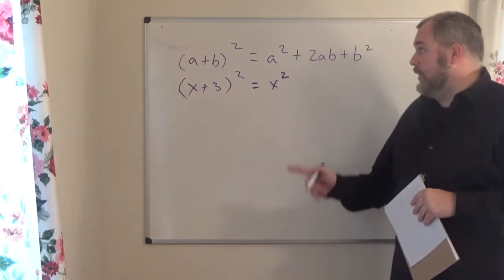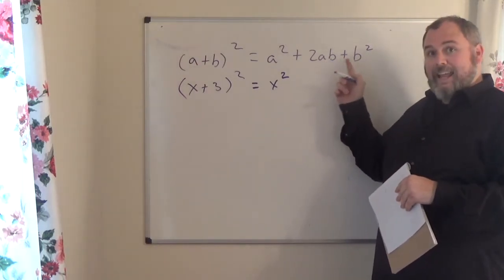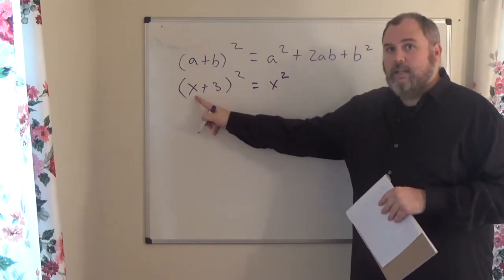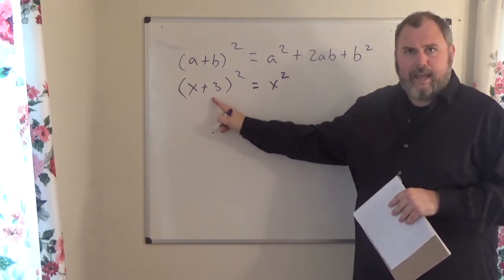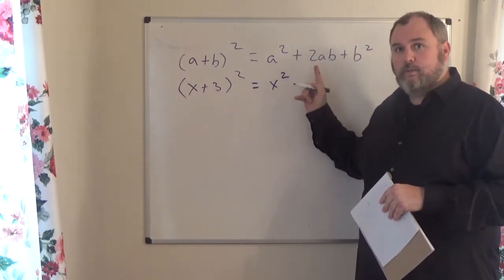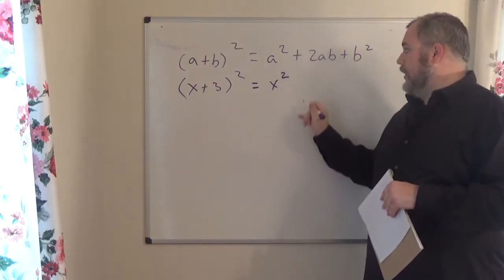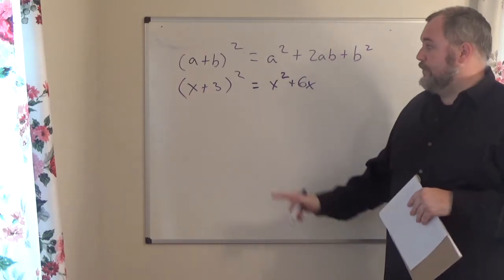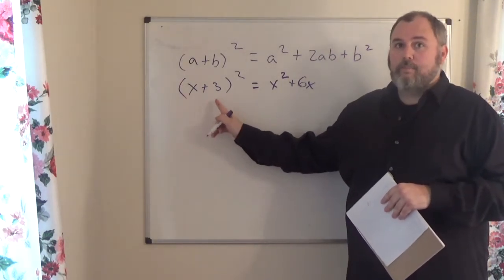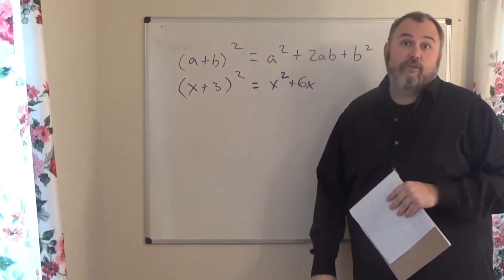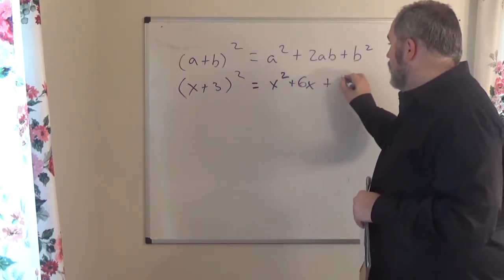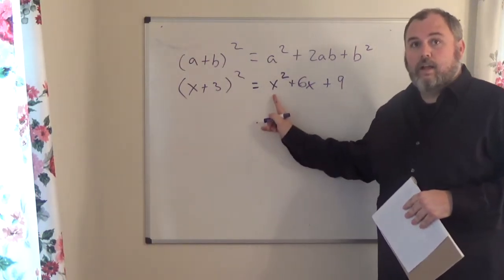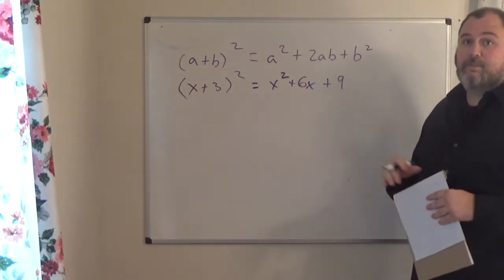The next thing it's telling me to do is to multiply a and b and 2 all together. So a times b gives me 3x, times 2 is going to give me 6x. The last thing it tells me to do is to square the b. In this case, it's the 3. So 3 squared is equal to 9. So x plus 3 squared is equal to x squared plus 6x plus 9.